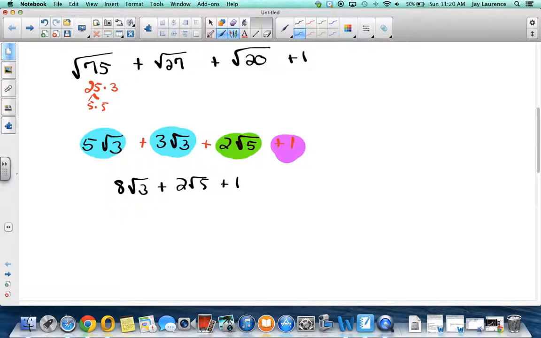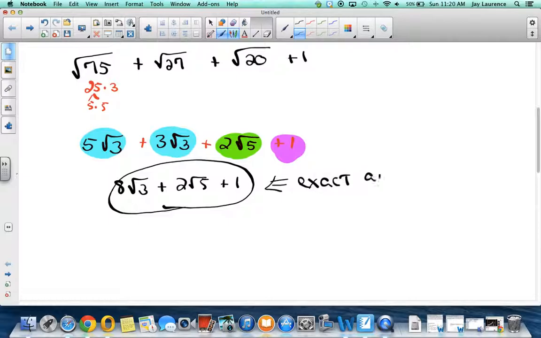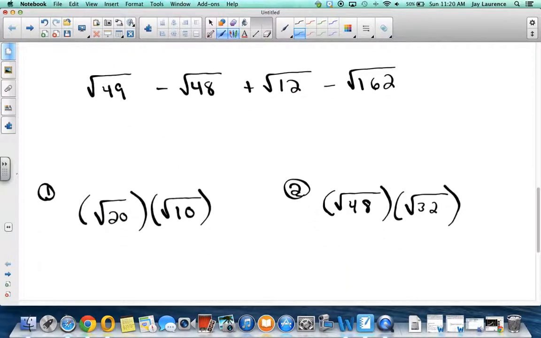And there's a +1. So that's as simple as I can go without estimating the value using a calculator. Remember, rad 3 and rad 5 are irrational numbers, and if I use a calculator, I only get an estimated answer. This is an exact answer, and that's the best it can be simplified. This is the exact answer. Okay, if I use a decimal, it's only a decimal approximation.